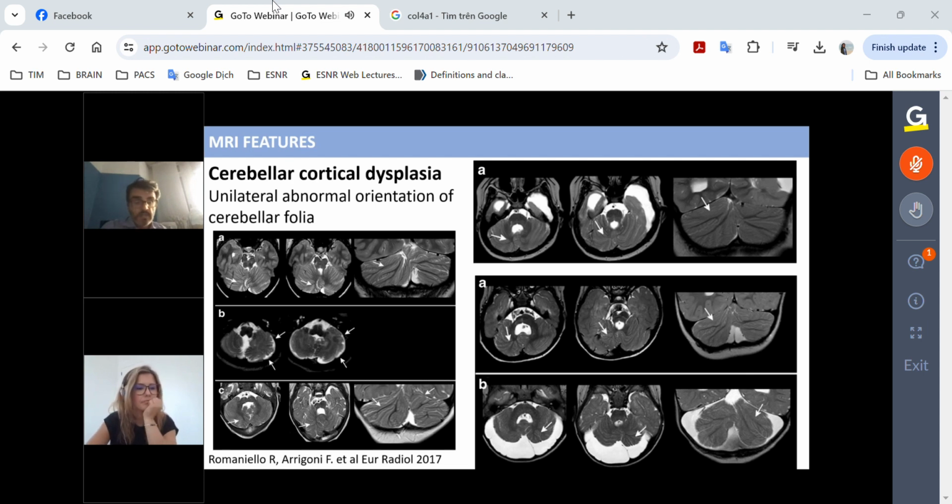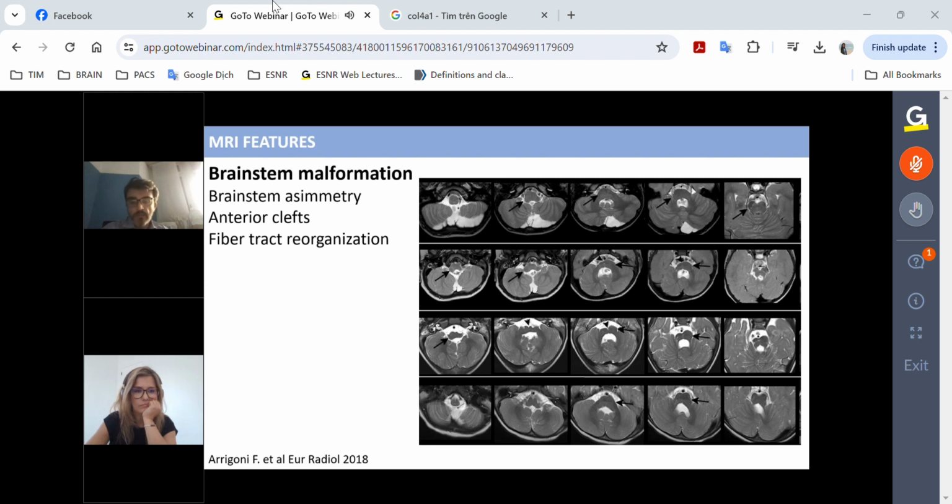And more recent findings: we went to look at the infratentorial brain, and you can find cerebellar cortical dysplasia, which is typically affecting the posterior and inferior part of the hemisphere, and usually it's more frequently unilateral than bilateral, but whatever, it can also be bilateral. And finally, the asymmetry of the brainstem, typically an anterior cleft, that you can see, for example, in the 3rd row here in our series.